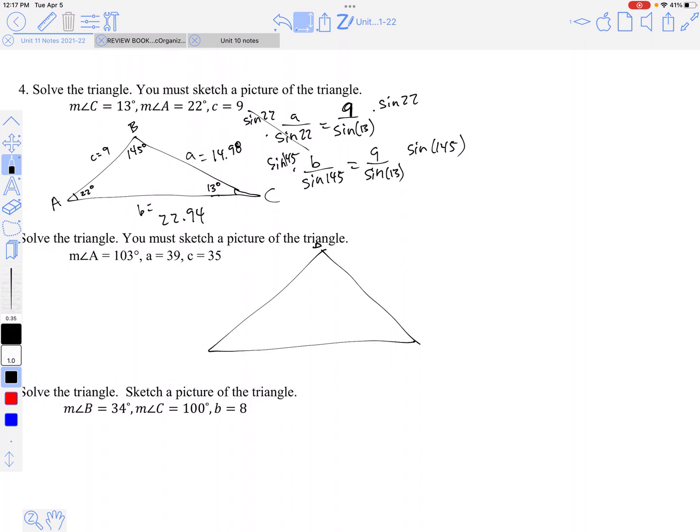Okay, here's angle A, it's 103. And then side a, it's 39. And then side c is 35. Okay, so if you notice we have angle, side, side. Angle, side, side. Sorry for the bad language.